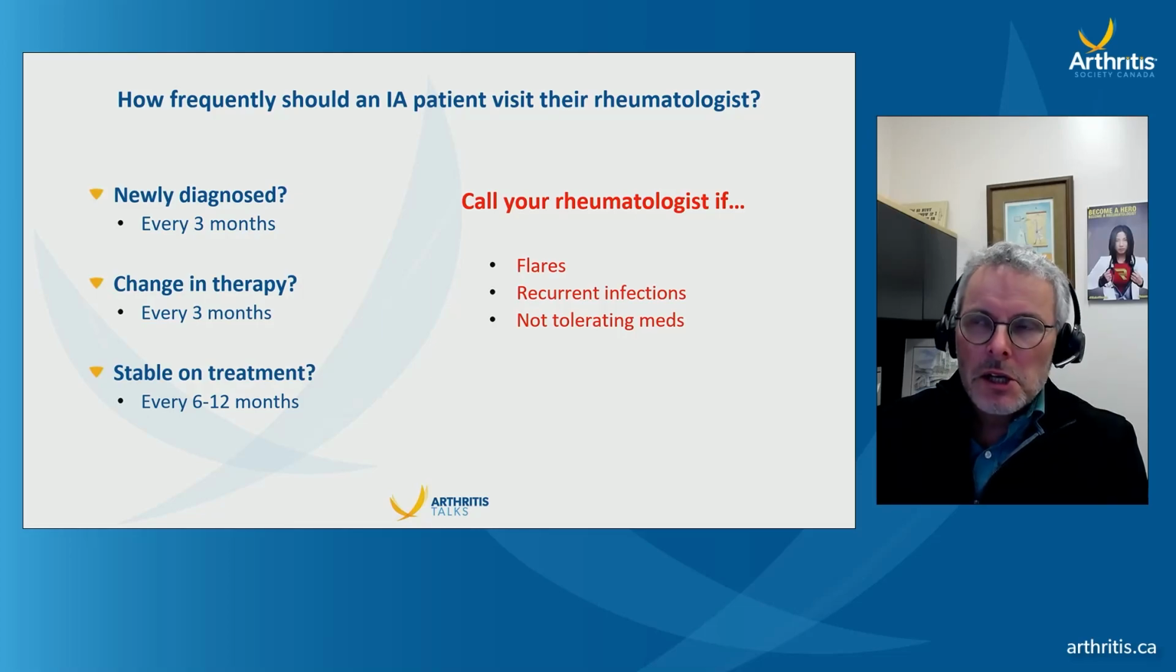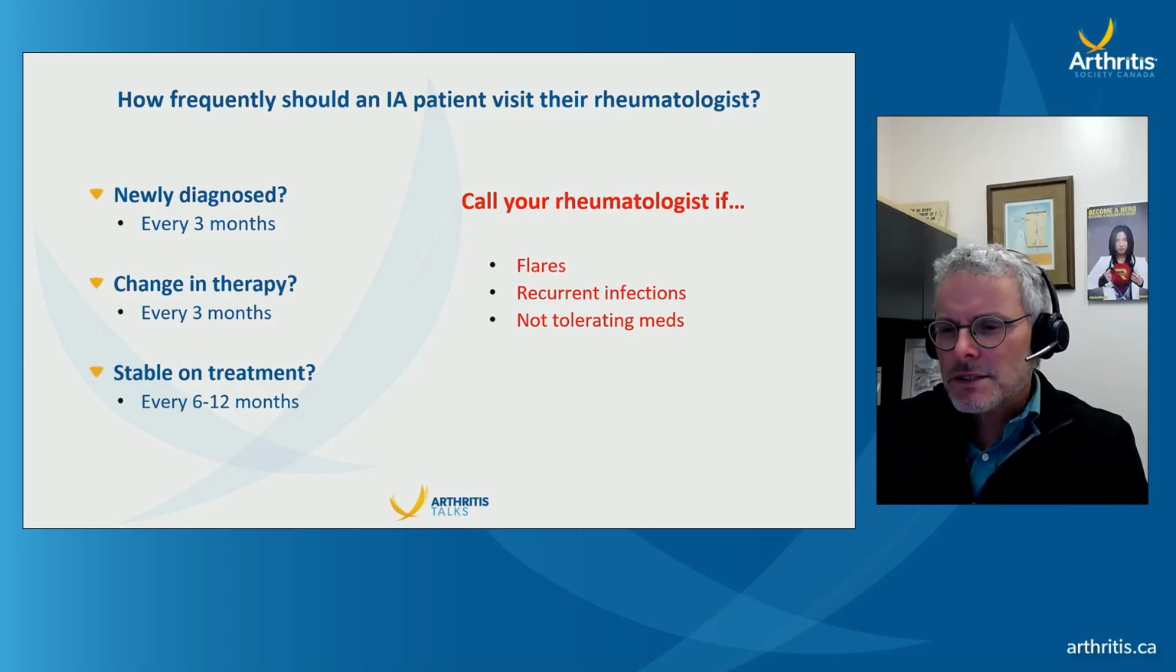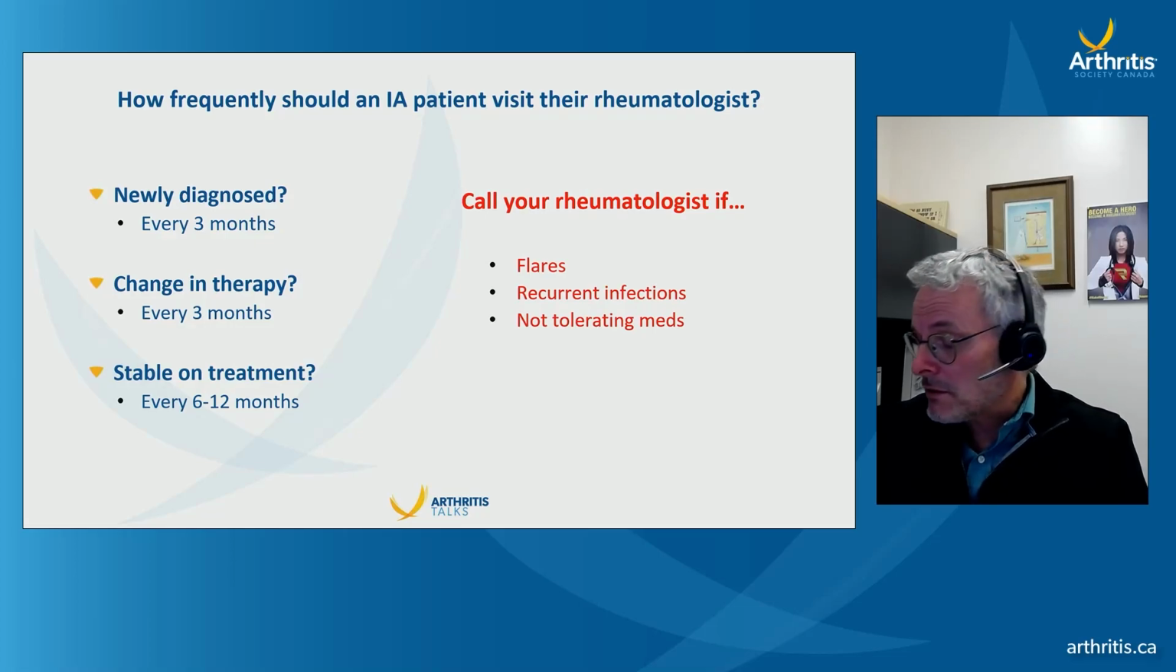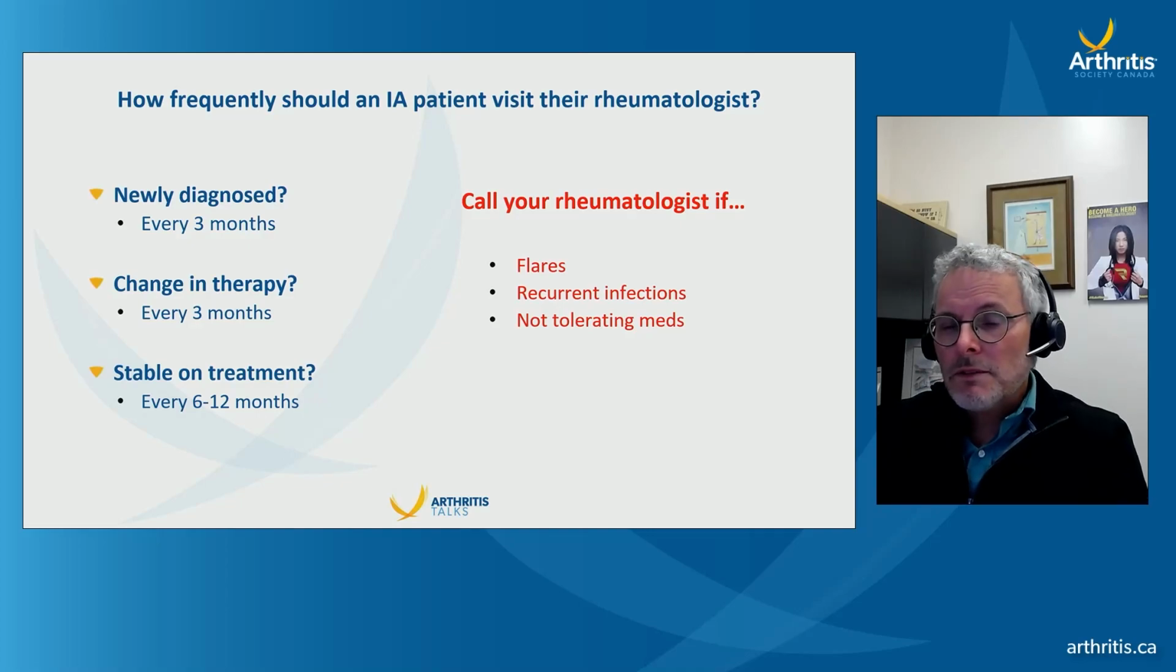Now, if you've got established disease and you are stable on your treatment, we're going to see you much less frequently, maybe every 6 to 12 months, because you're doing well. Now, that's as long as you're doing well. Communication is very important. We'll talk a little bit more about this later, but you should be calling your rheumatologist if your arthritis is flaring, or if you have recurrent or serious infections, because sometimes your medications need to be held.